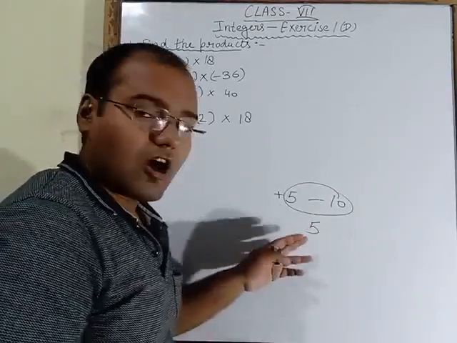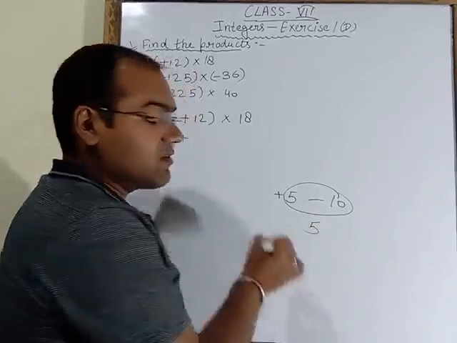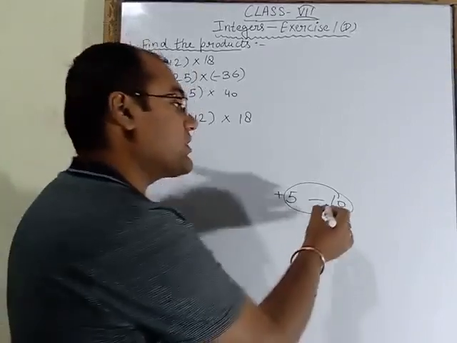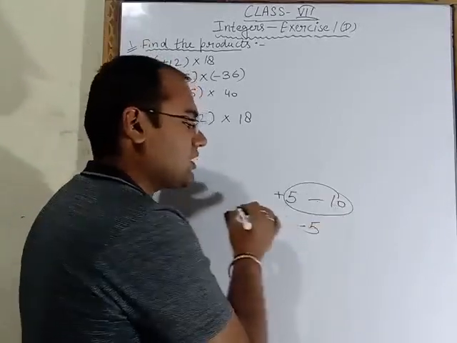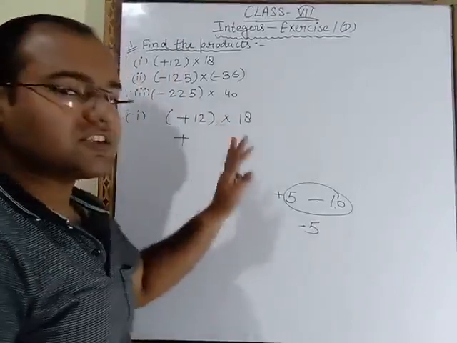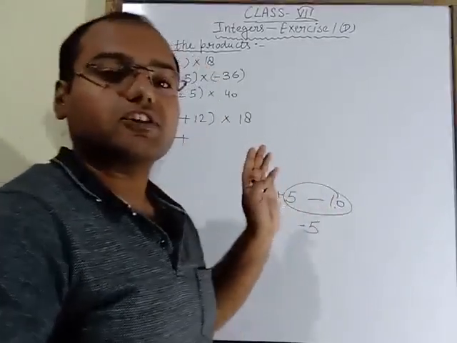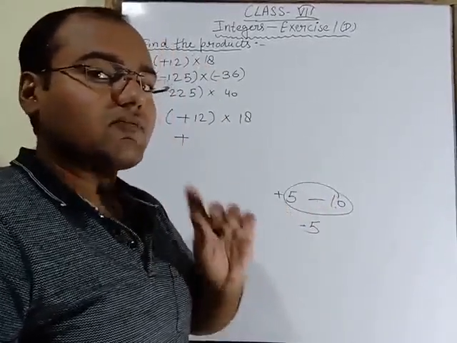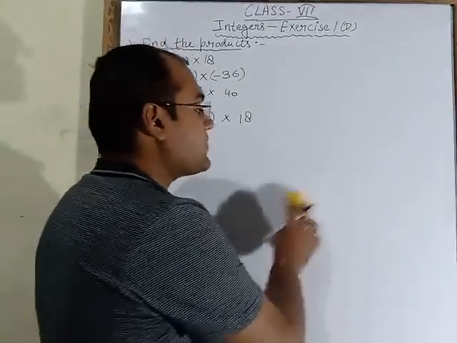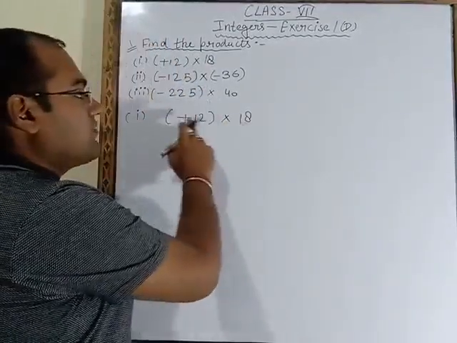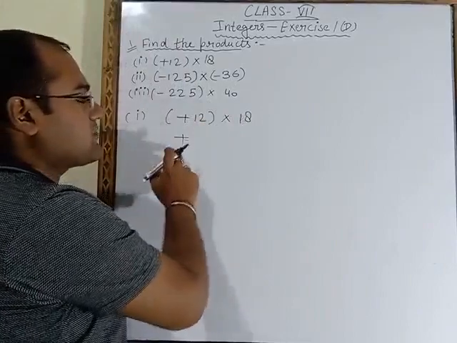But the sign, how will we put the sign here? We will put the sign of the greater number. Which one is greater? 10 is greater, so we will put the minus sign here. But here we will not see the greater number. In multiplication questions, we will not see which one is greater. Here what you have to do? First of all, we have to multiply both signs. Plus multiply plus will be plus.